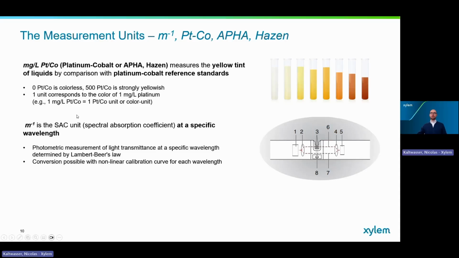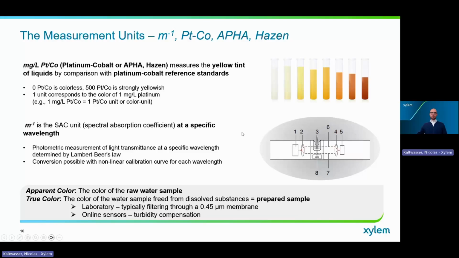So the second unit that we saw is the meter to the power of -1, which is familiar to us as the spectral absorbance coefficient unit. For this unit, we're basically just measuring the absorption of light over a given path length and at a specific wavelength. And we do that with a photometric measurement.